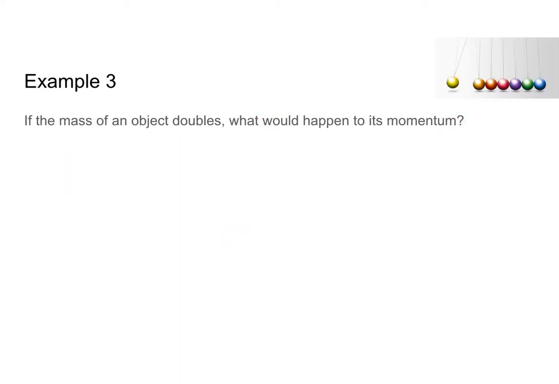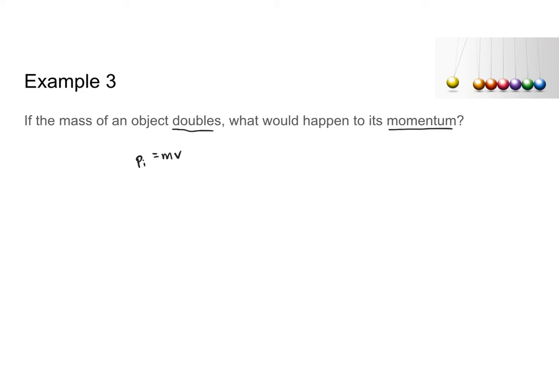Moving on to one last example problem. If the mass of an object doubles, what would happen to its momentum? In this case, we are assuming that our velocity stays the same. So say that our initial momentum, p_i, is going to be equal to m times v.